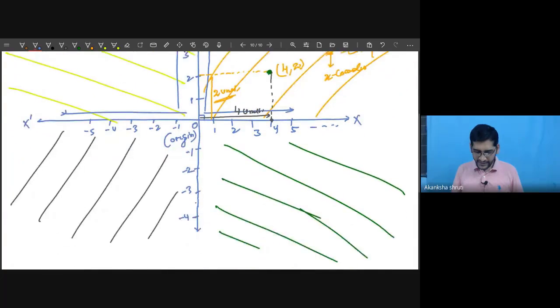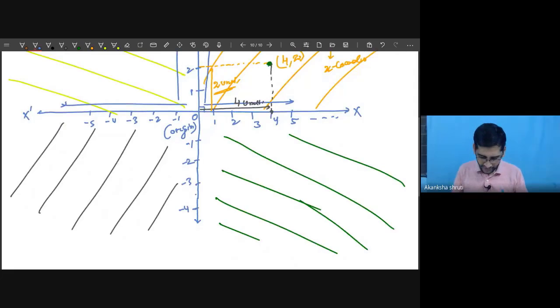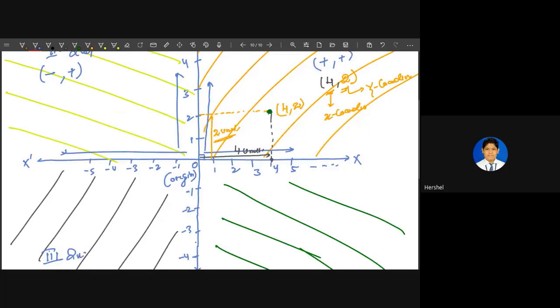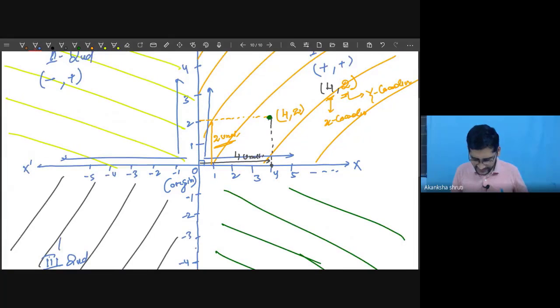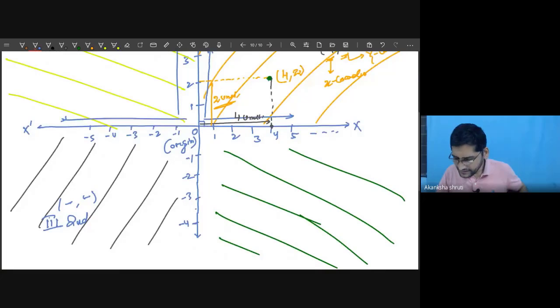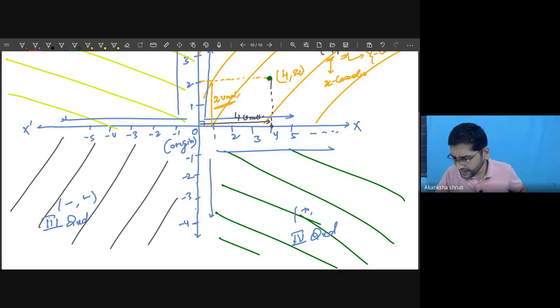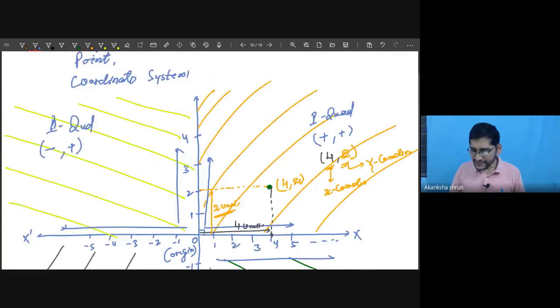The next one, the lower left, is called the third quadrant. Both are negative. Good. So here x is negative, y is also negative. The next, lower right, is called the fourth quadrant. Here, what are we getting? x along this is positive, but y moving downward is negative. So this way, the four quadrants can be allocated by observing the sign, in which quadrant the point lies.